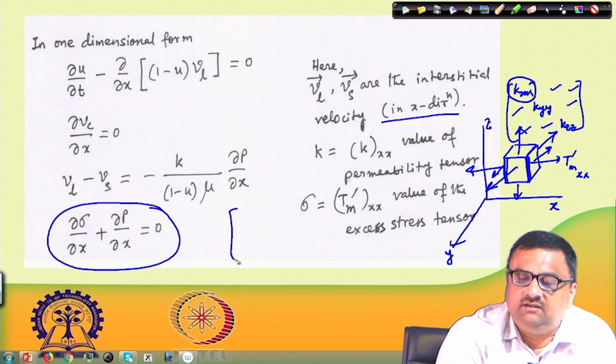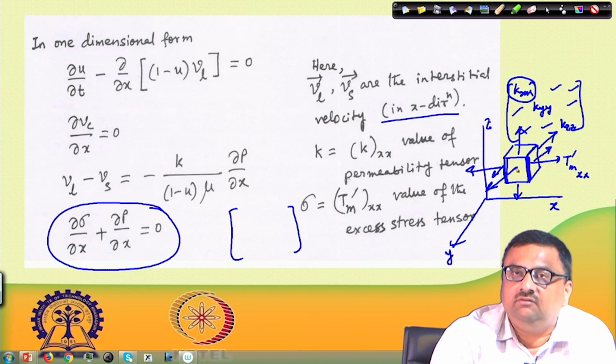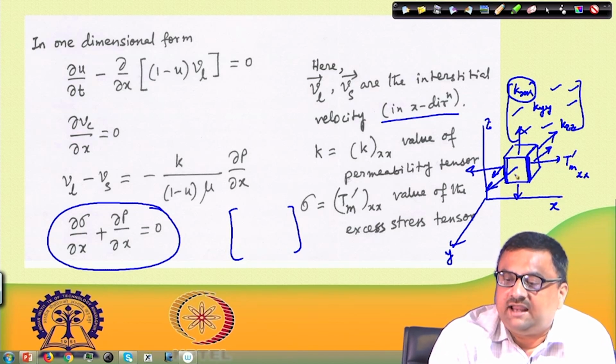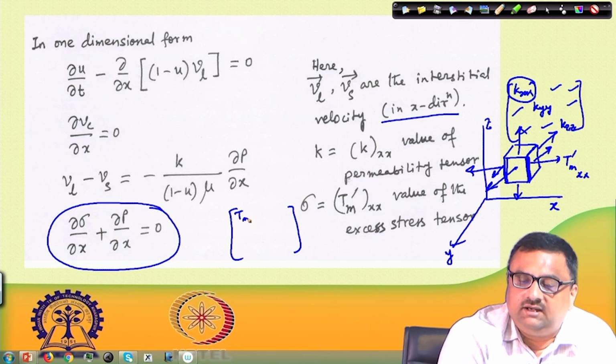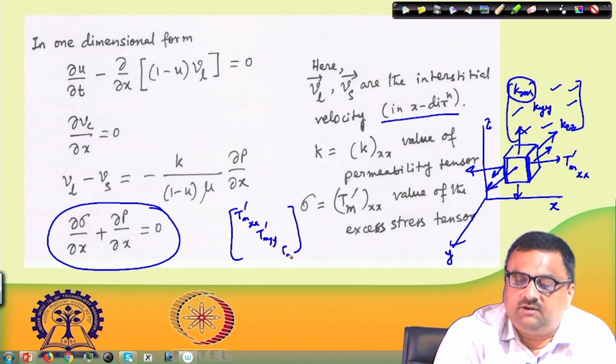So, basically if you look at all the stresses that are acting at this point, on a differential element around that point, you will find that one can write Tm prime xx, Tm prime yy, Tm prime zz, and then you will have cross terms here in this tensor.